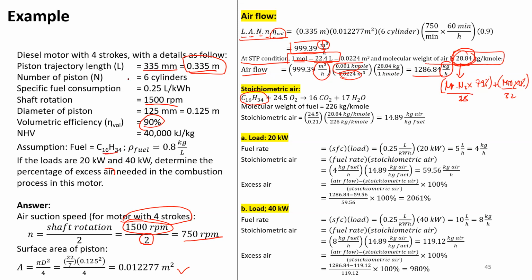Okay, so we do the combustion and we assume that it's a complete combustion, so it only generates CO2 and water. So you need to do the balancing of the coefficients on the left hand side and right hand side, and make sure that all of the atoms are balanced on the left and the right hand side. And you will get 24.5 as the coefficient of oxygen, and 16 and 17 for the coefficients of CO2 and water, respectively.